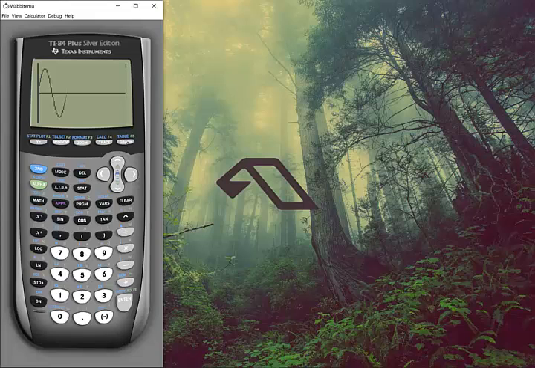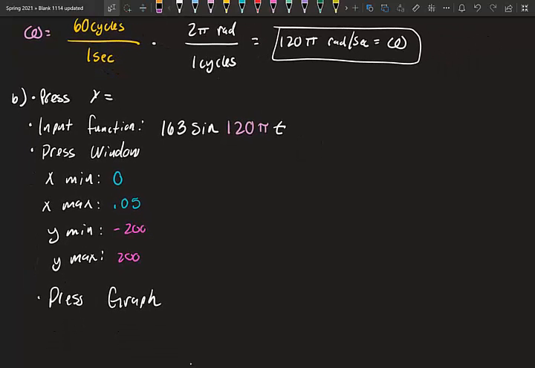And there's our graph. What mode should we be in? We should be in radian mode. Why? Because we're working with radians. 120 pi stands for radians, and there's no degree in here whatsoever, so that's why we're in radian mode. And there's our graph. Nice, right? Does it match with the sine graph? Absolutely it does.